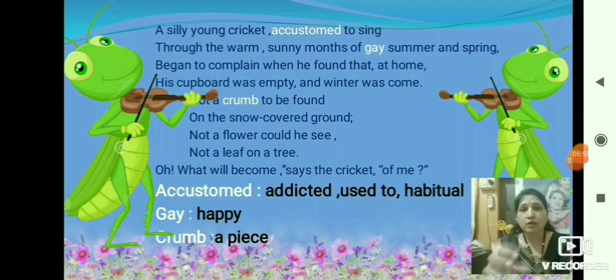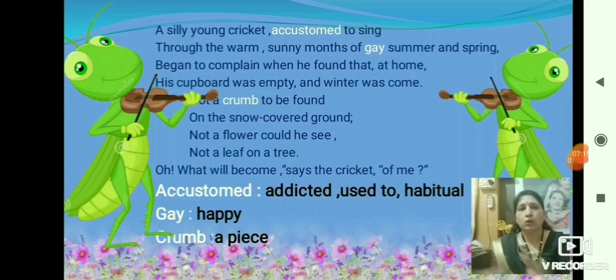Accustomed means that he is addicted. उसको एक आदत सी हो गई है ना? He is always singing. He is always dancing. He is habitual of singing. He is accustomed to sing through the warm sunny months of a gay summer and a spring.